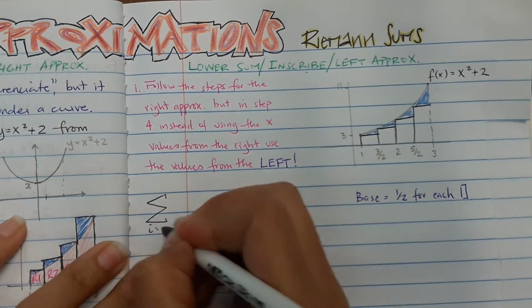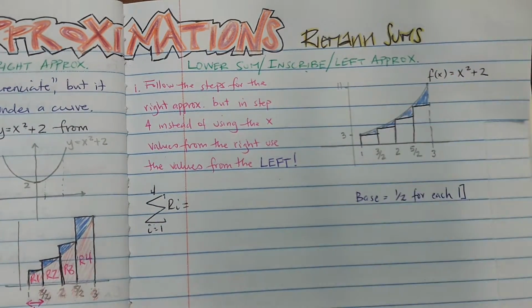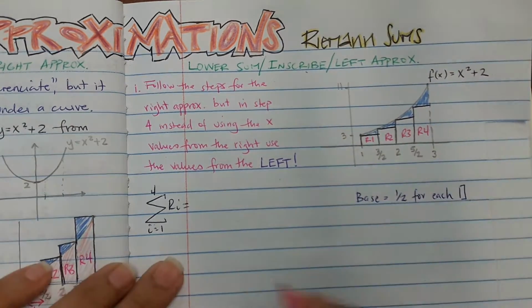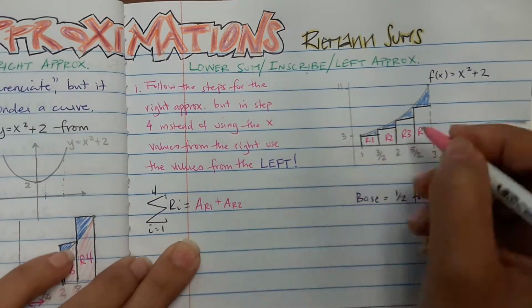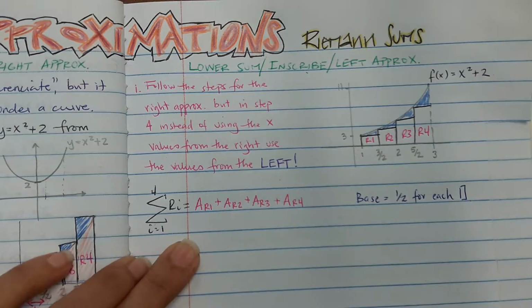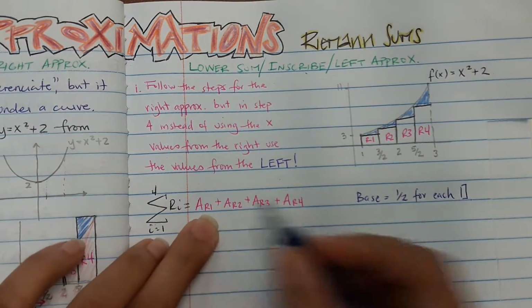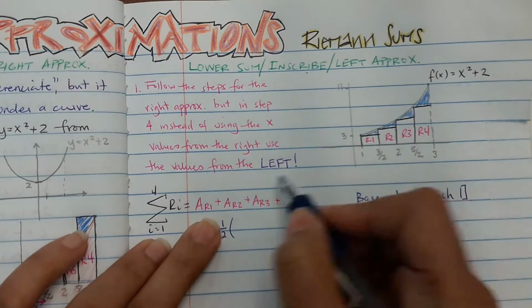So again, the sum, sigma notation, just means sum. So the sum of all 4 rectangles is the area of the first rectangle plus the area of the second rectangle plus the area of the third rectangle plus the area of the fourth rectangle. To find the area of a rectangle, it's base times height. We already have the base, so now we need the height. Now remember, the height is from the left-hand side. So the base is a half, and then we need to work out the height.